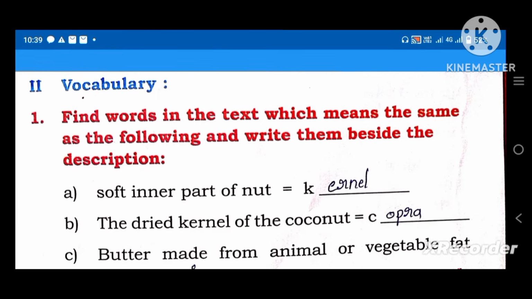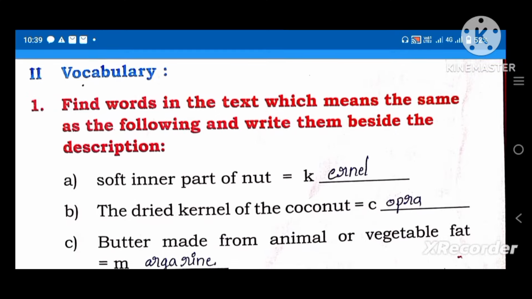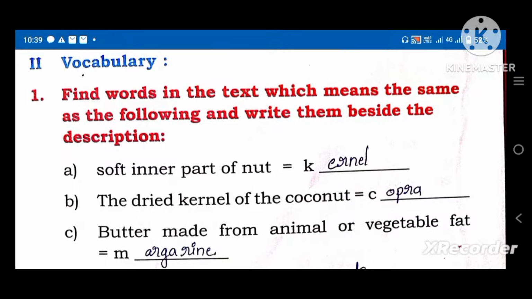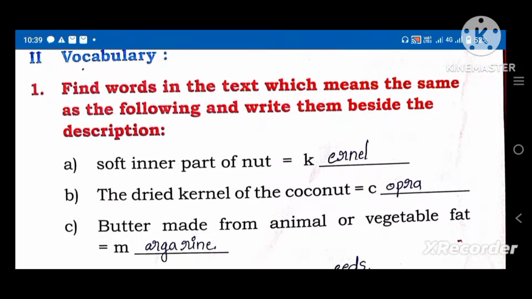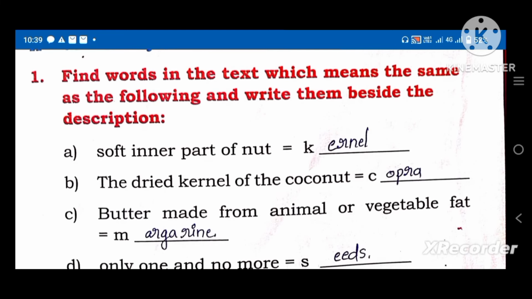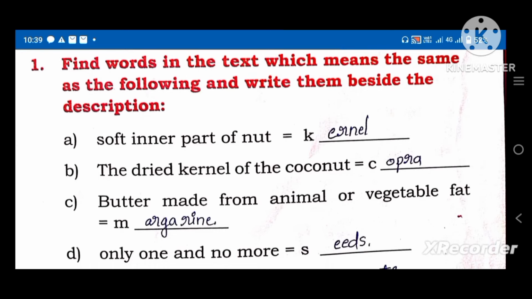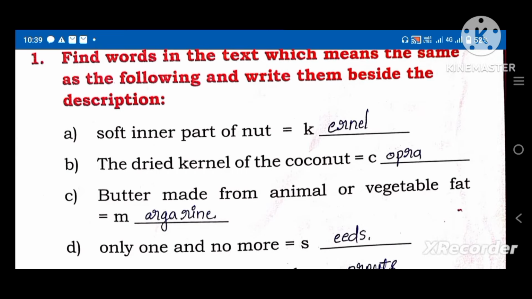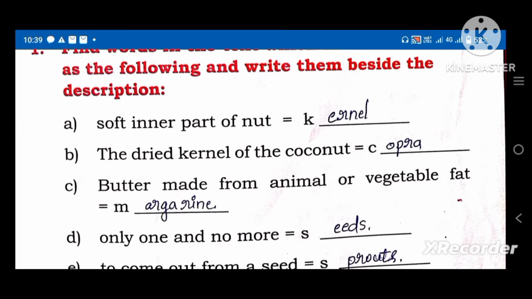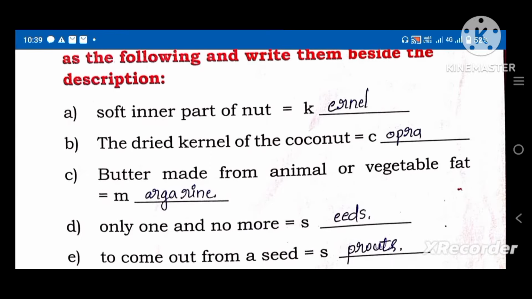Second, main vocabulary. First, find words in the text which mean the same as the following and write them beside the description. First one, soft inner part of nut is equal to kernel. Second one, the dried kernel of the coconut is copra. Third one, butter made from animal or vegetable fat, margarine. Fourth one, only one and no more, single seeds. To come out from a seed, sprouts.